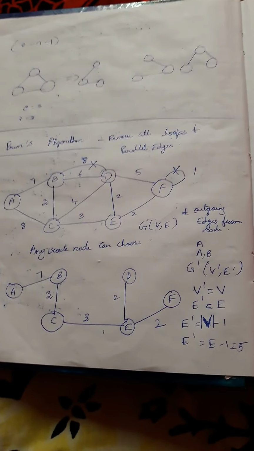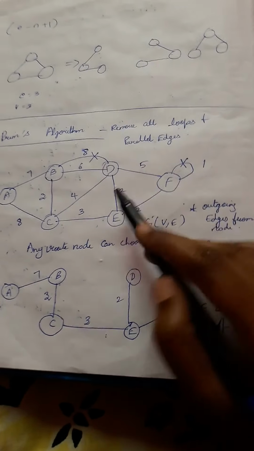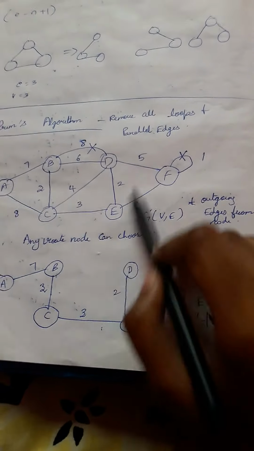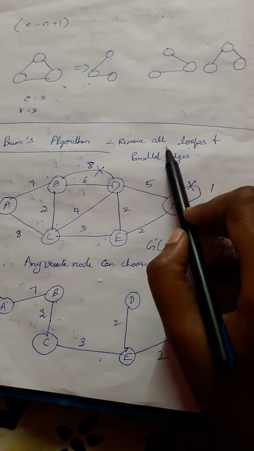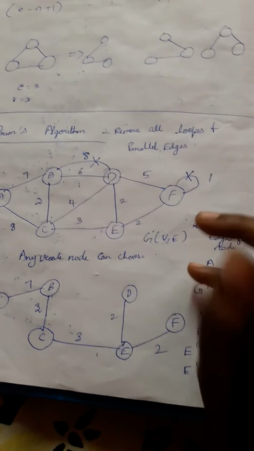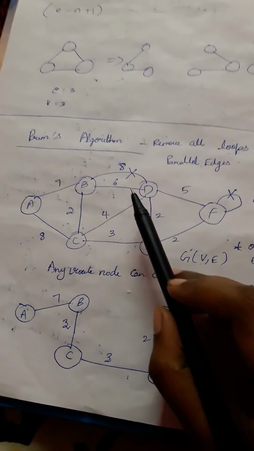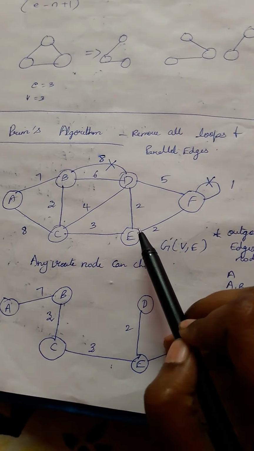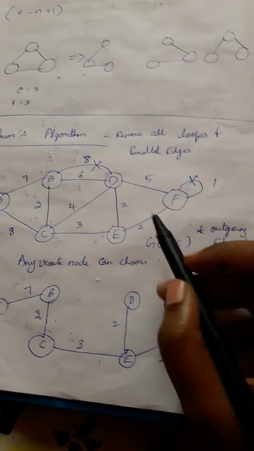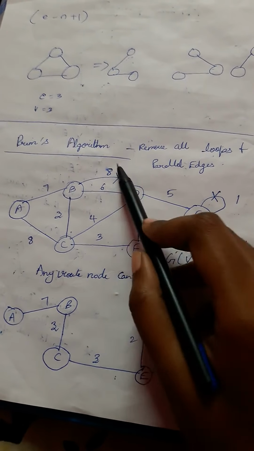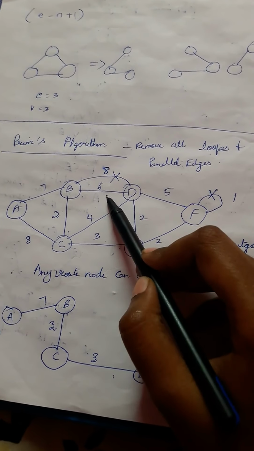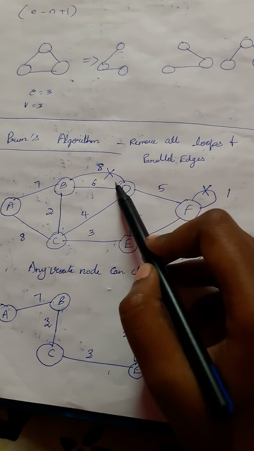Next topic is Prim's algorithm. For this you are going to take this example. Here the first condition is to remove all the loops and parallel edges. What are loops and parallel edges? We already saw them in Kruskal's algorithm. So this is the loop and this is the parallel edge. Comparing the weights, 8 and 6, 8 has the largest weight, so I am removing it.